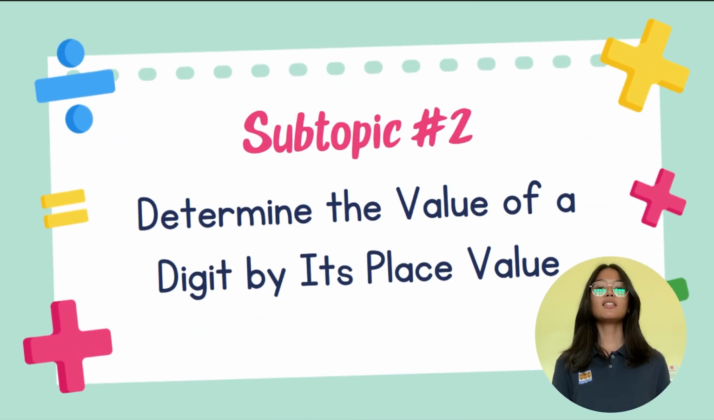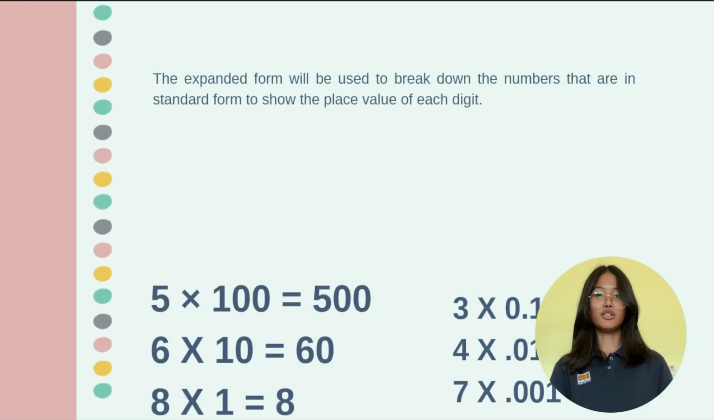Now class, let us discuss how to determine the value of a digit by its place value. To determine the value of a digit by its place value, we must first multiply the digit by its place value. The expanded form will be used to break down the numbers that are in standard form to show the place value of each digit.